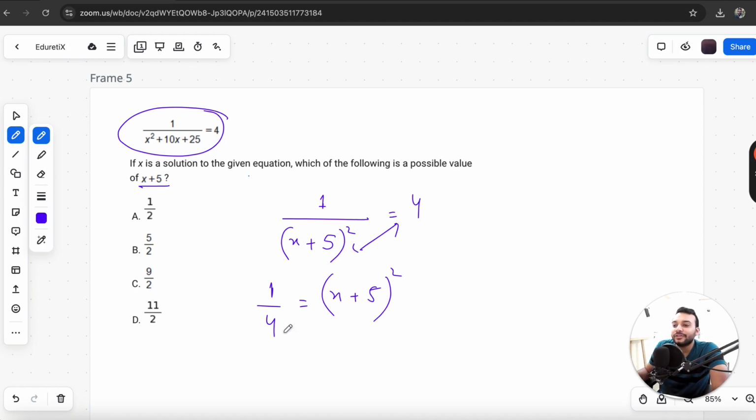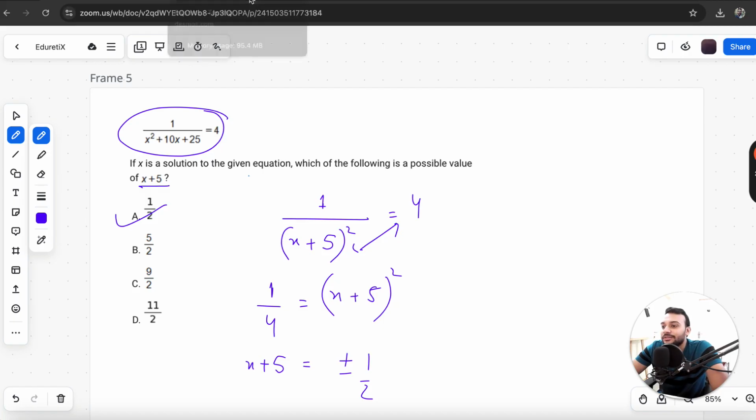Okay, 1 by 4 is x plus 5 squared. So x plus 5 can be plus minus 1 over 2. So positive 1 over 2 is given here. If you were to do this through DESMOS, in case you're not exactly able to identify immediately that this was x plus 5 squared, in that case this would become a longer question to solve. So let's do it through DESMOS.